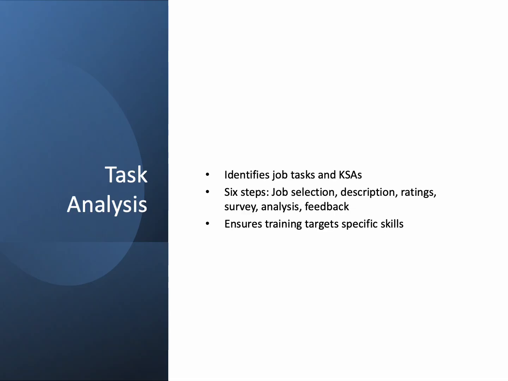Task analysis identifies the tasks and knowledge, skills, and abilities, KSAs, required for a job. It involves 6 steps: selecting target jobs, obtaining job descriptions, developing rating scales (importance, difficulty, frequency), surveying employees, analyzing data, and providing feedback. For example, a task analysis for a warehouse worker might identify inventory management as a key task, requiring skills in software use. This ensures training targets specific, job-relevant skills.